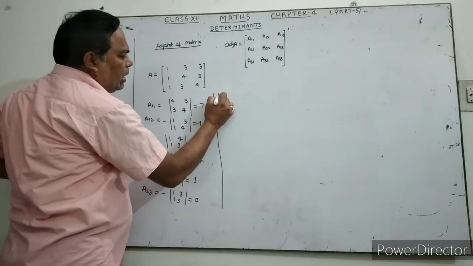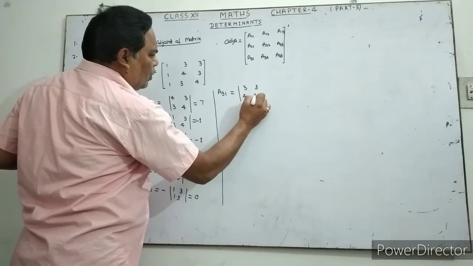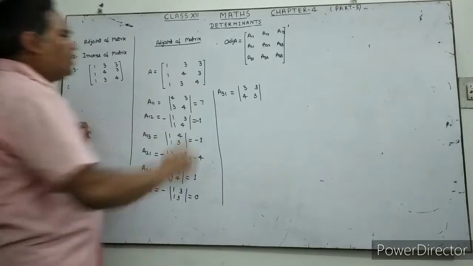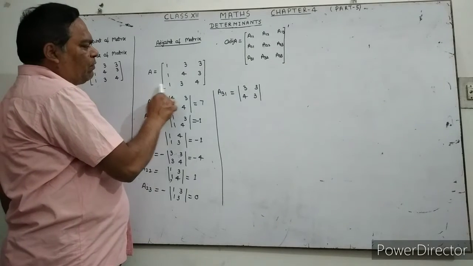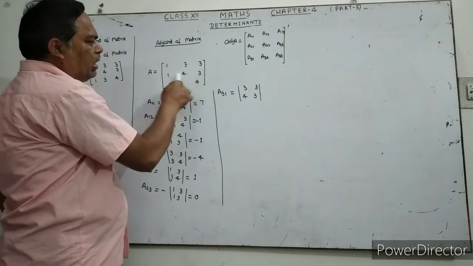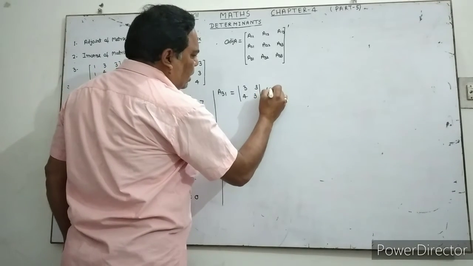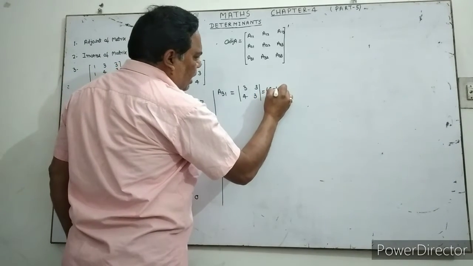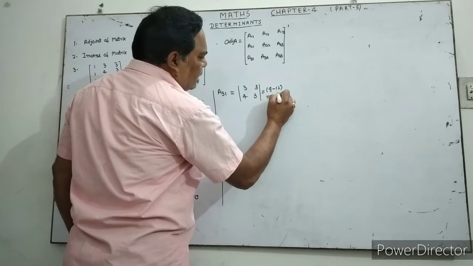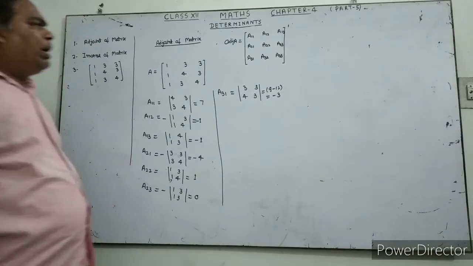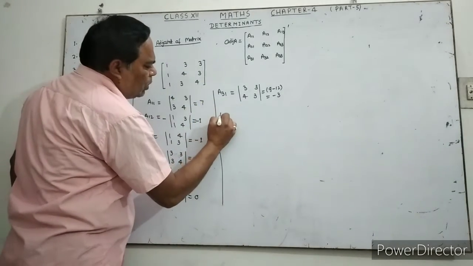Now you find A31. Forget this row and this column, leaving 3, 3, 4, 3. The value is 9 minus 12, which means minus 3. Now A32.